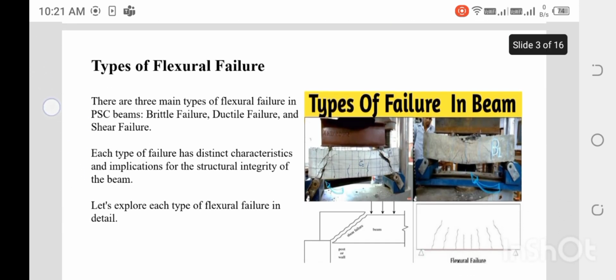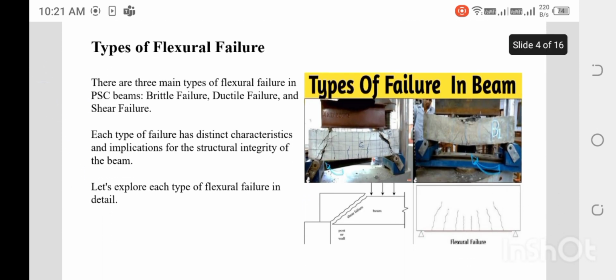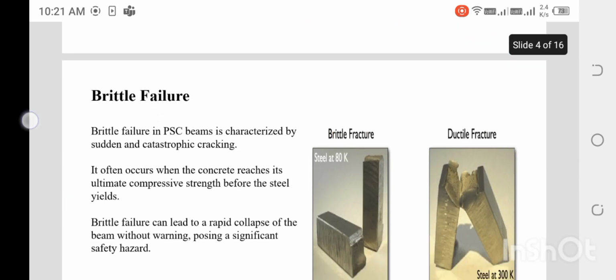Types of flexural failures. There are three main types of flexural failures of PSC beams: brittle failure, ductile failure, and shear failure. Each type of failure has distinct characteristics and implications for the structural integrity of the beam. Let's explore each type of flexural failure in detail.